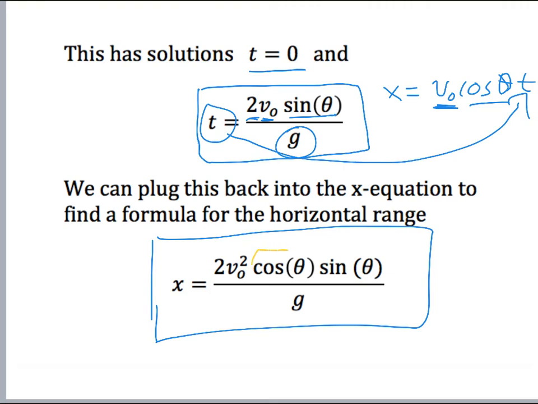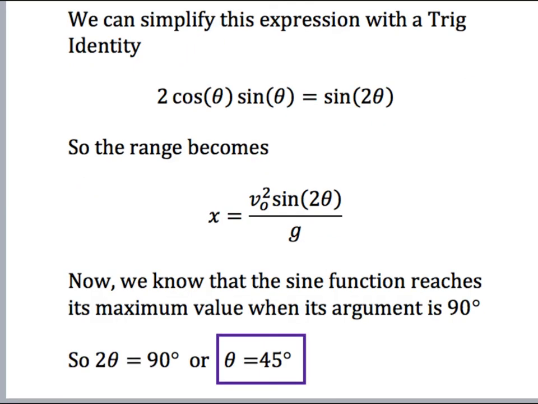Now this is a little bit weird. I've got cosine of theta and I've got sine of theta here. It turns out there's a way to simplify that using a trig identity. In fact, if you recognize the identity, you'll know that this 2 out front is actually even part of that identity. So the identity I'm talking about is that 2 times the cosine of theta times the sine of theta is equal to the sine of 2 theta. So if I plug that into my formula for x, I end up with x equals v naught squared times the sine of 2 theta divided by g.